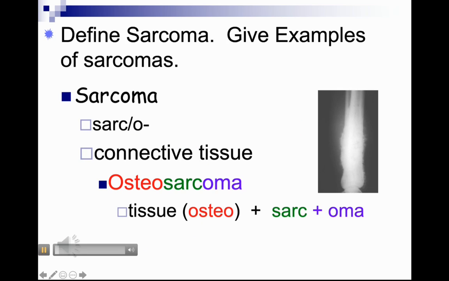Some malignancies are sarcomas. Sarc, that's a malignant word. It means connective tissue, a tumor of connective tissue. But sarcoma is malignant. An example would be osteosarcoma. Bone is connective tissue. Sarc is connective tissue. Osteosarcoma would be cancer of the bone, cancer of the connective tissue, specifically the bone.